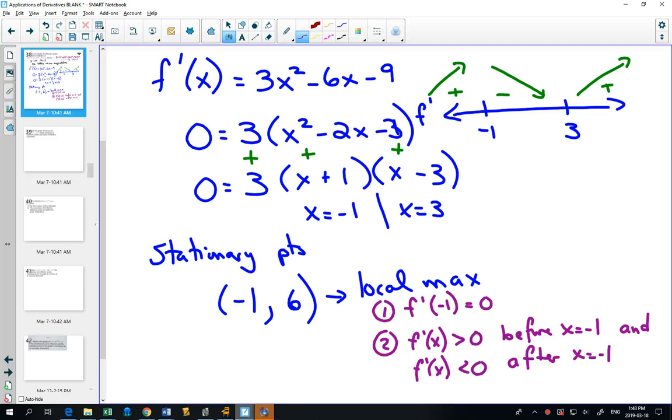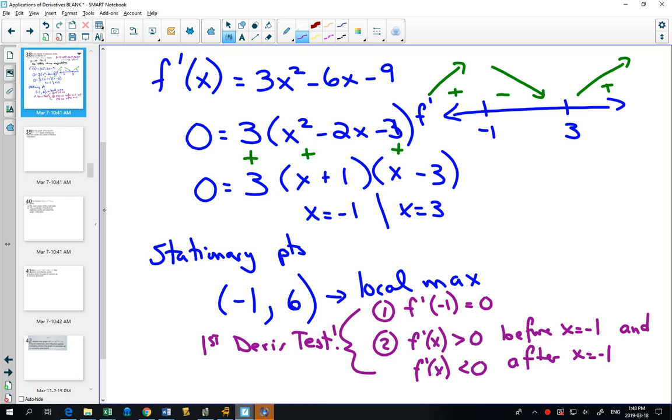I'm going to give you guys a group quiz on Thursday and Friday, and on that group quiz I'm going to get you to explain why something's a max and a min every single time, just to practice. Okay? This, right here, this is called the first derivative test. That explanation is called the first derivative test.